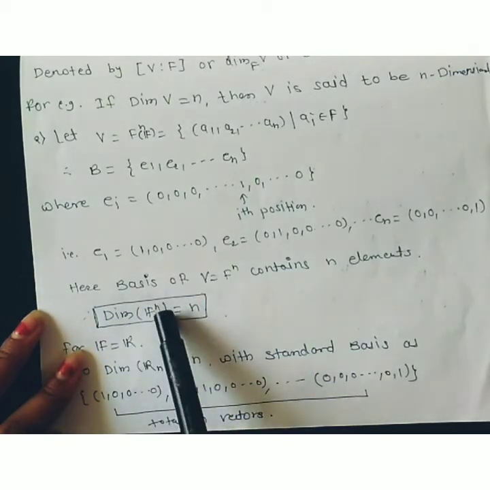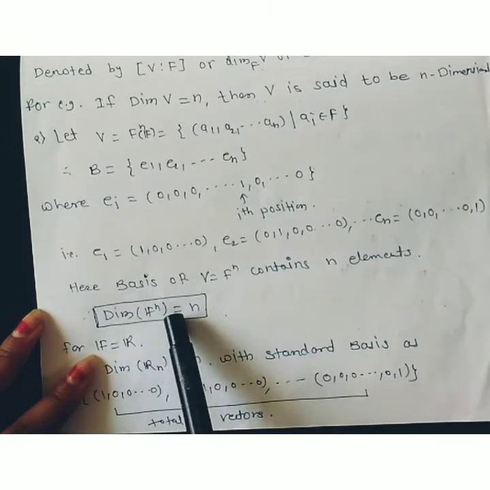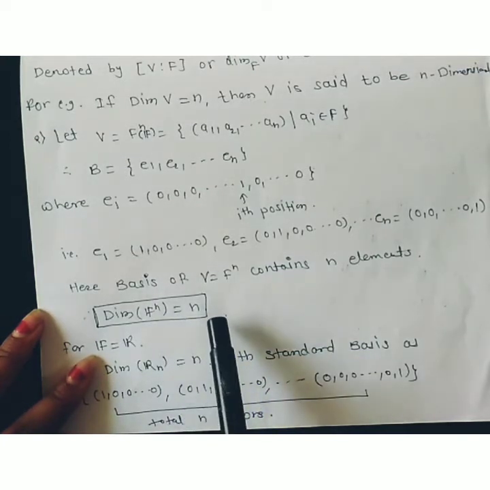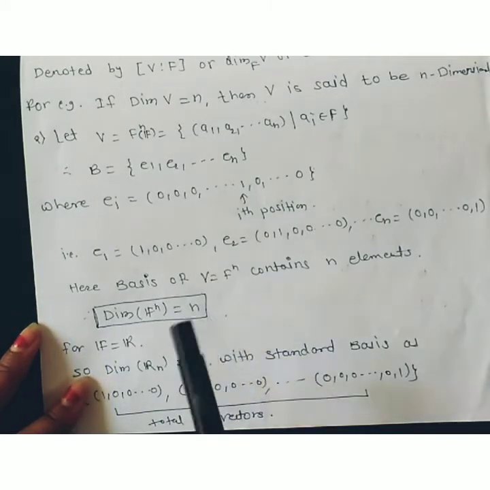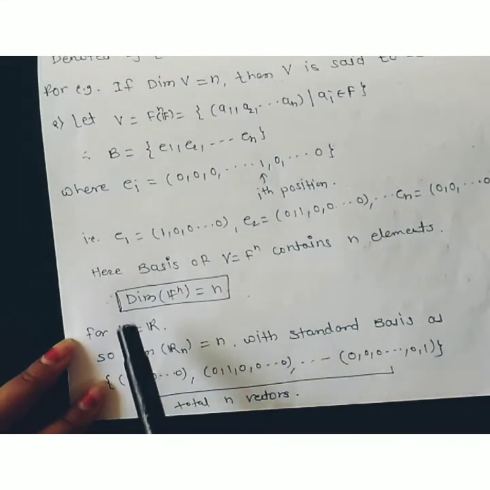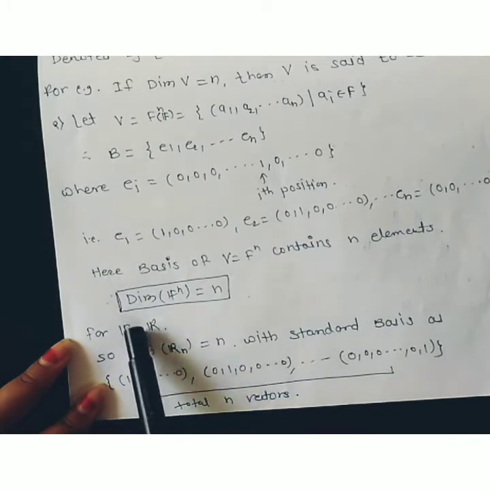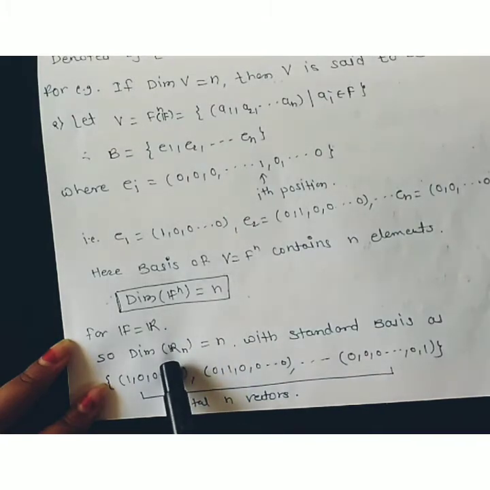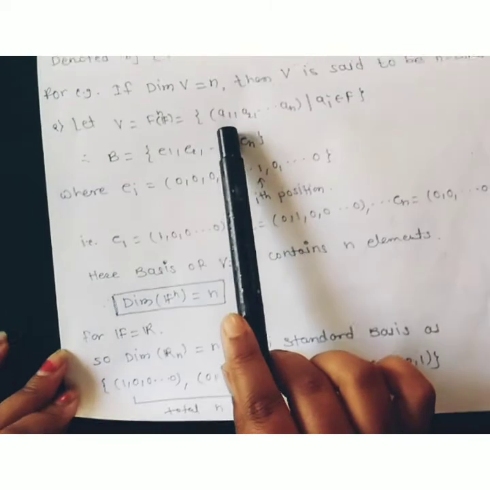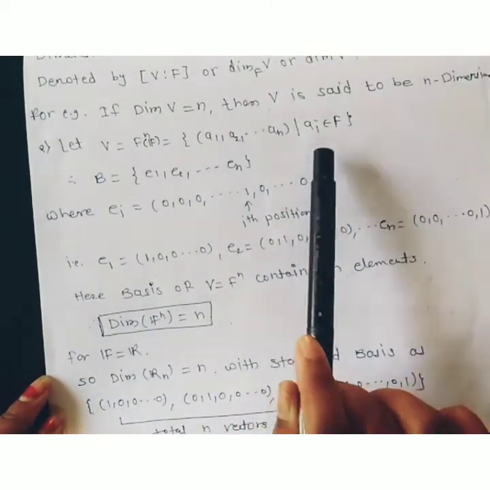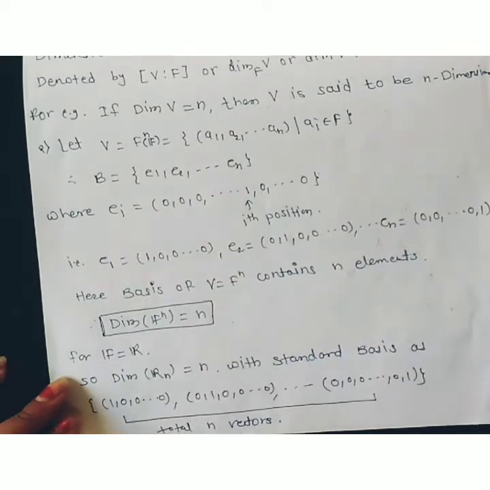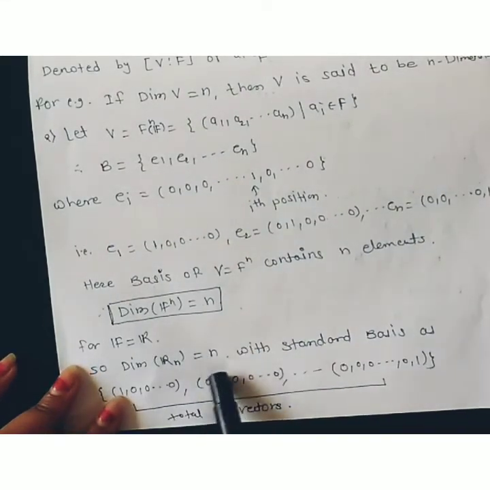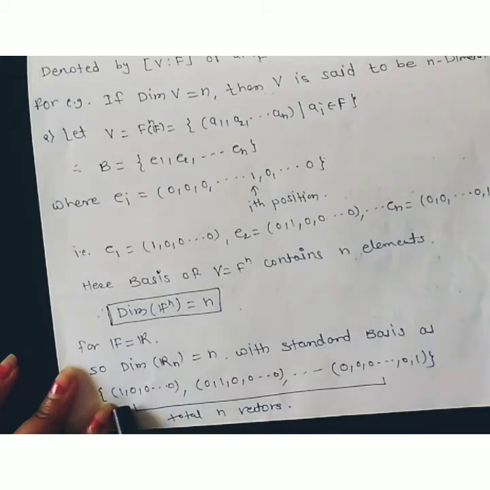So the dimension of any vector space F^n over any field, the set of real numbers, the set of complex numbers, or any field, is equal to n. Now consider the general example for F equal to R. Suppose we consider F as the field R; then the dimension of R^n is equal to n. We know that the elements of R^n are also n-tuples of the form (a1, a2, up to an), where ai belongs to the field. So the dimension of R^n is also equal to n with the standard basis. Which is the standard basis?